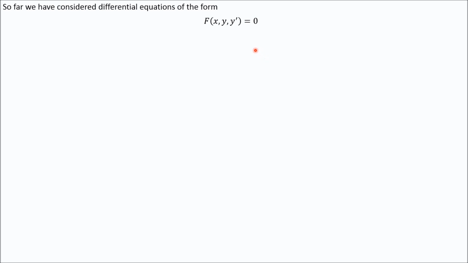We have equations that look like this. That's what we've studied so far, where we have some kind of equation involving x's, y's, and y primes. And these are first order equations. So this is the sort of abstract notation for a first order differential equation. Any first order differential equation can be written in this form. For example, a separable equation, if you wrote it as y prime minus f of x g of y, it would equal 0. It would look like this.